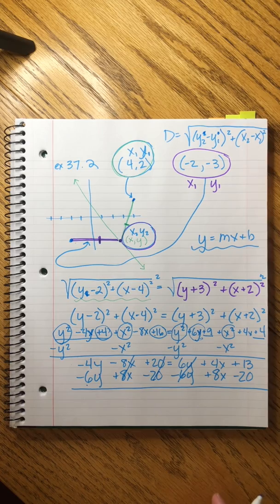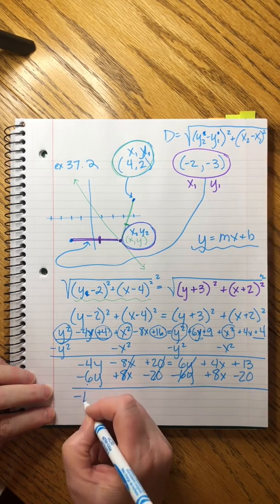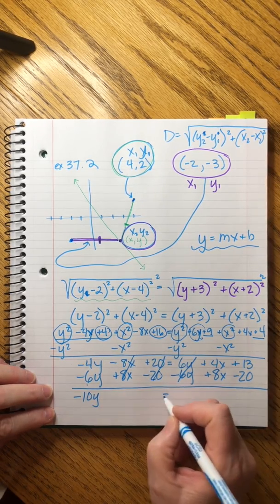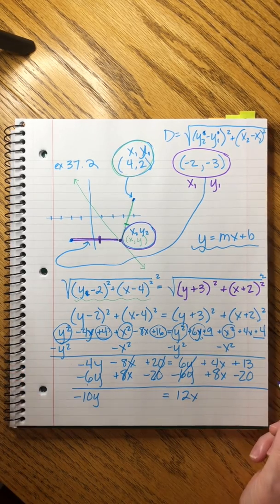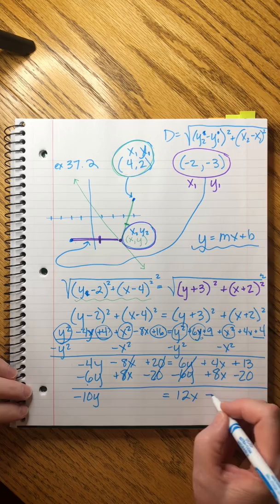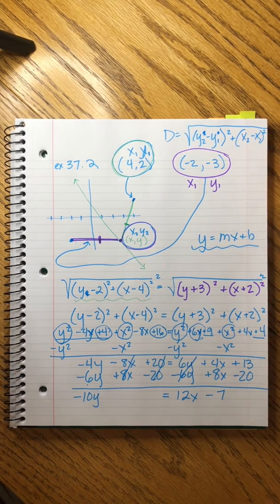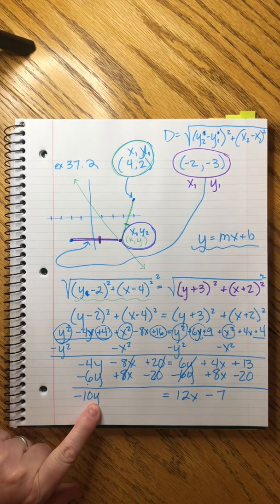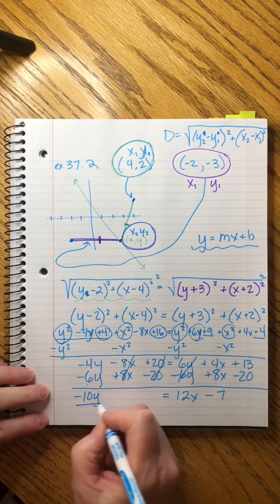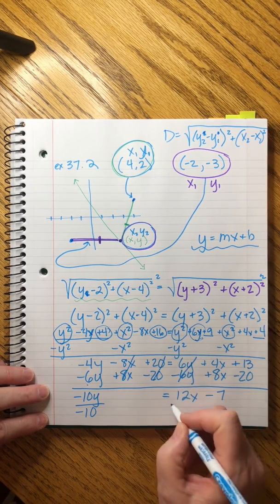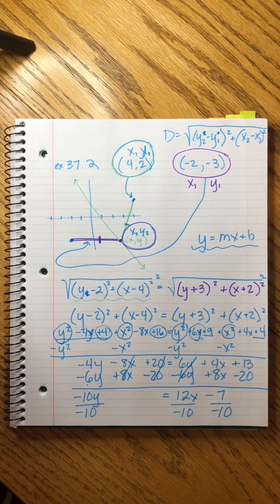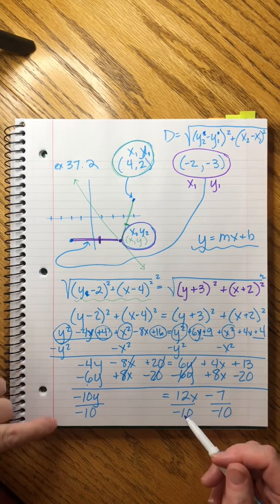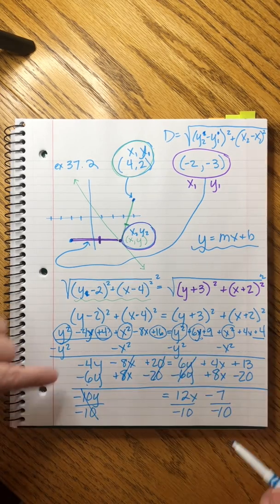So then we get minus 10y equals 12x, and that would be minus 7, right? We're almost done. The last thing we need to do is isolate this y. So we're going to divide by minus 10, all three terms, and we will get, for our final answer, this cancels.